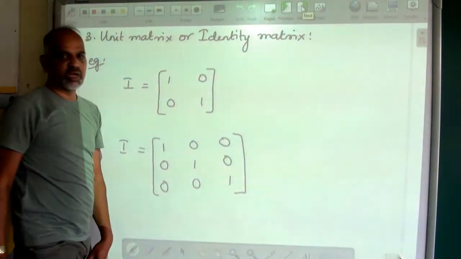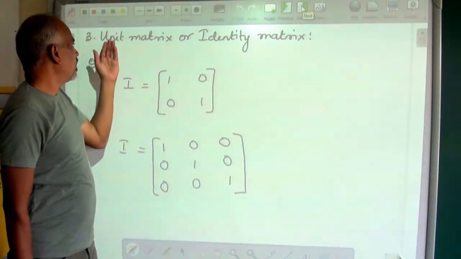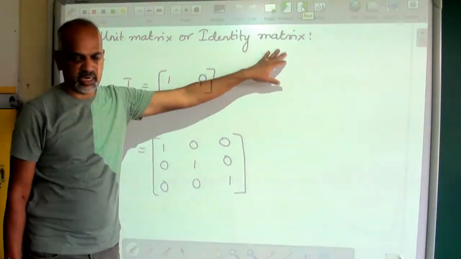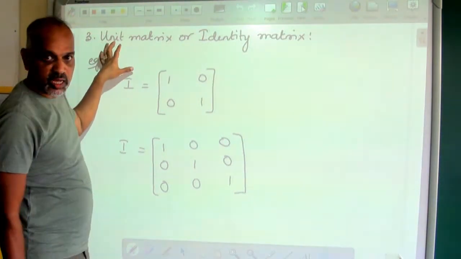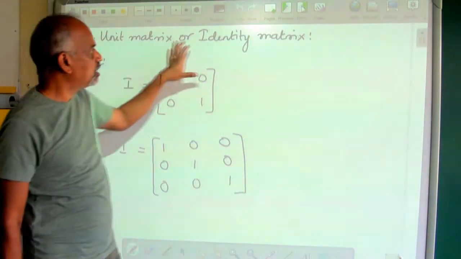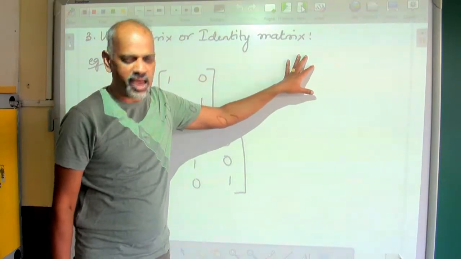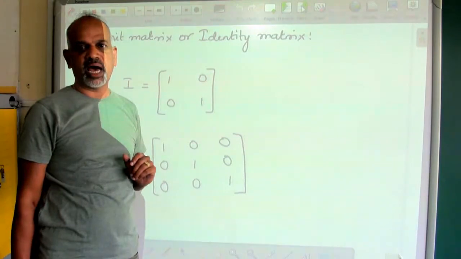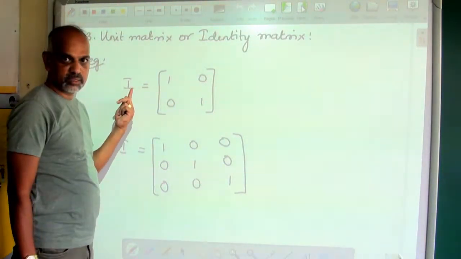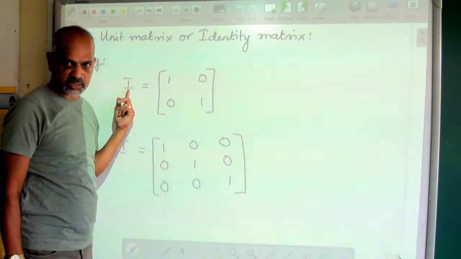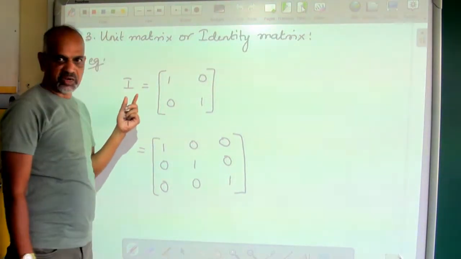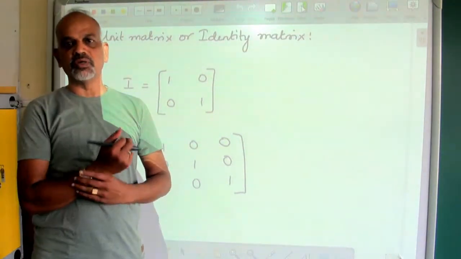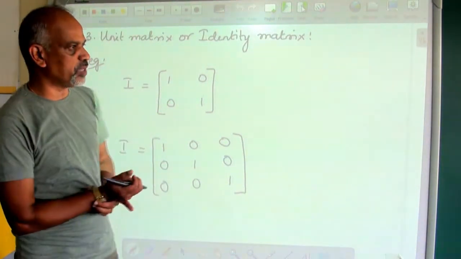Then the third one that you have to know is about a unit matrix, otherwise called an identity matrix. The name given is, it is called a unit matrix, otherwise called an identity matrix. And this unit matrix or an identity matrix is always represented by a capital I. I stands for identity matrix. Now in an identity matrix, the diagonal element should be 1, the rest should be zeros. Diagonal element should be 1.